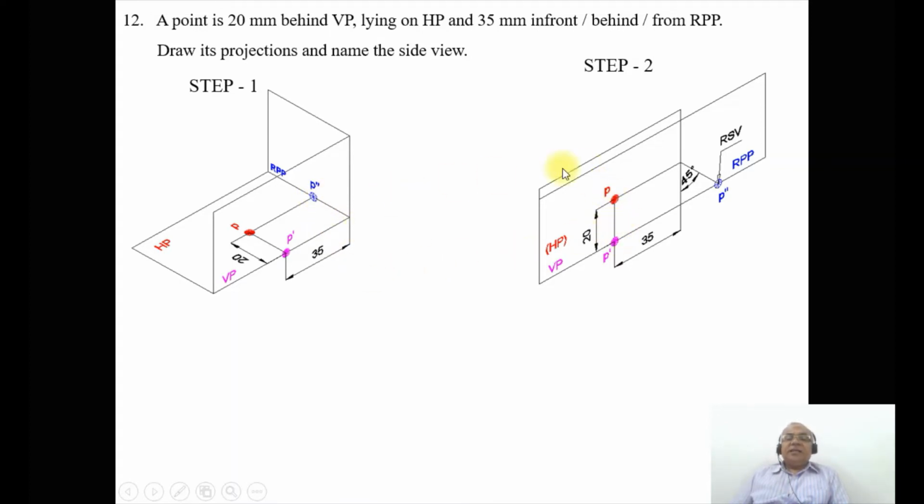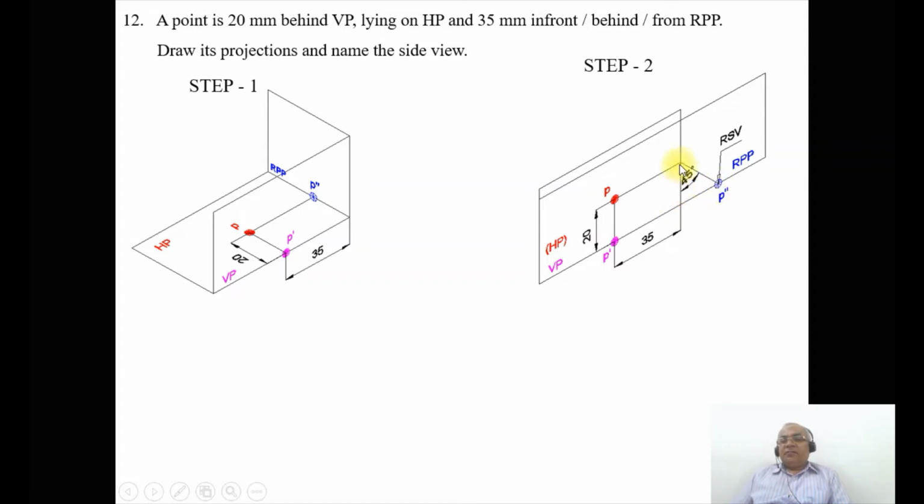So as we see here, since it is lying on HP, obviously it will be on the XY line here. Then we know that it is 20 mm behind VP, so when it is projected till here, you will be having the 20 mm in the vertical direction.